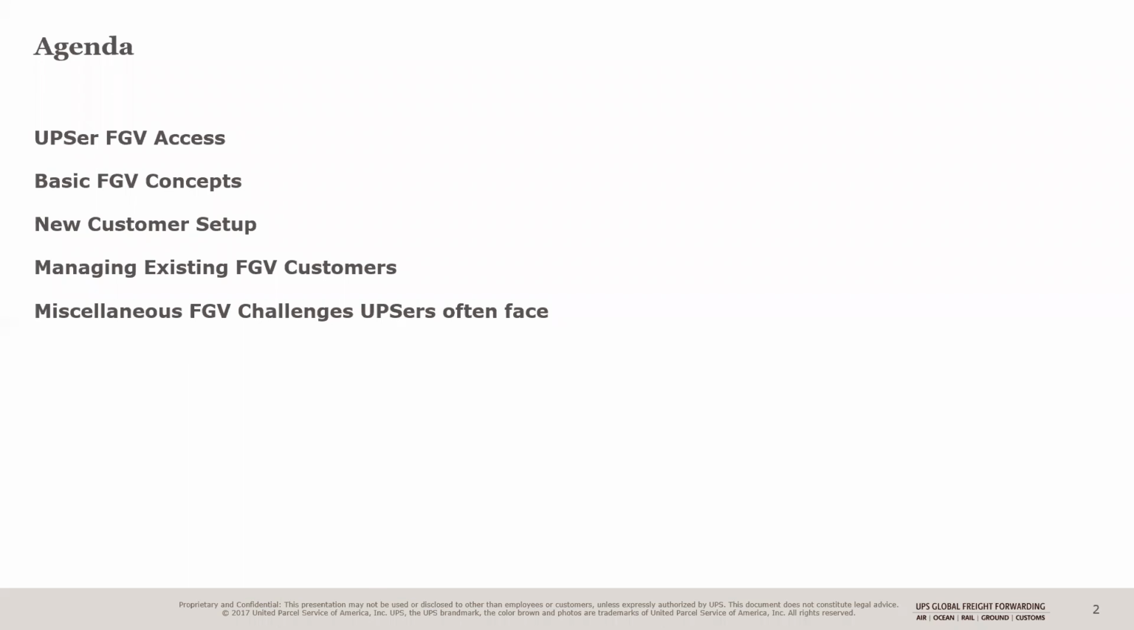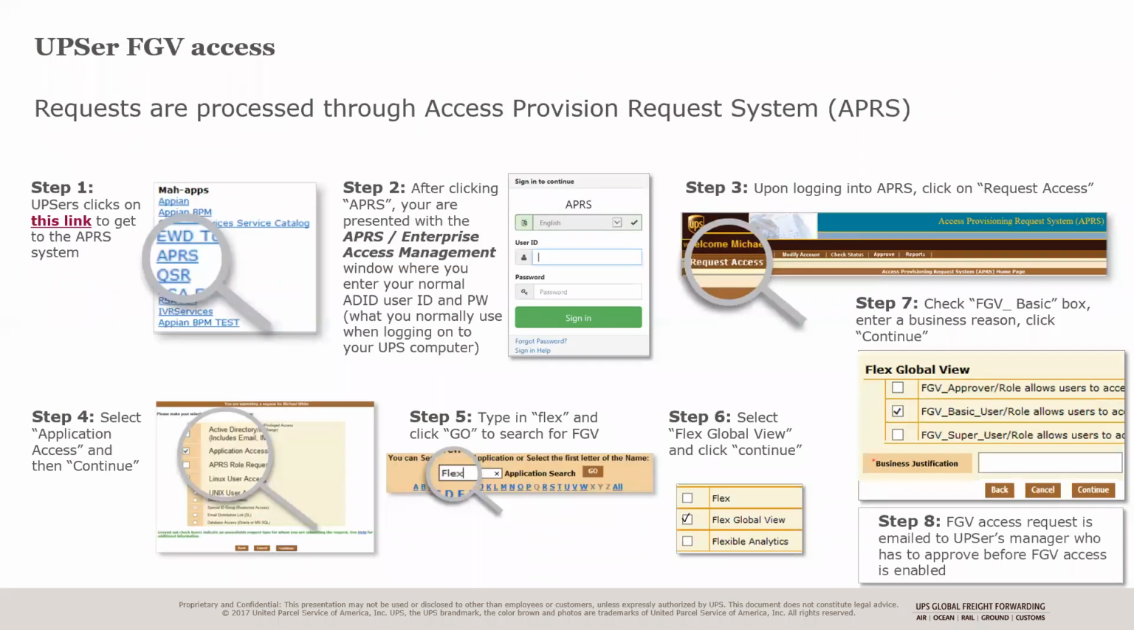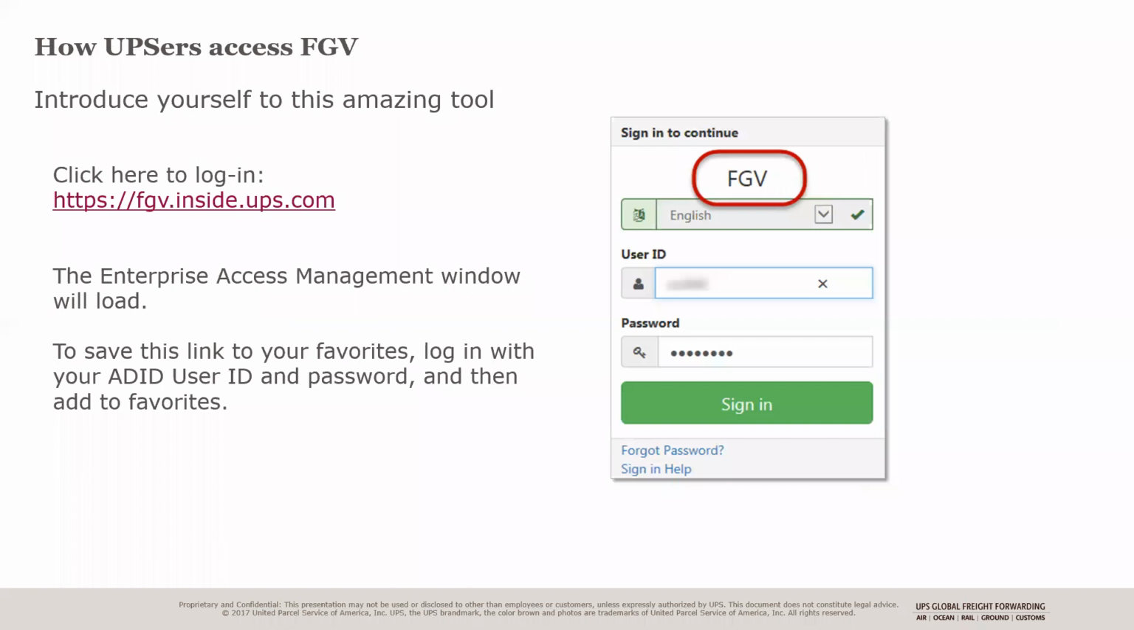Let's first take a look at the process we go through today. If you don't already have access as a UPSer to FGV, these are the steps you'll go through, and it's basically going through ATRS. I'm going to make these slides available after the call. You'll also see them in the recording. Basically, you have to go through ATRS and request Flex Global View access. That request then goes to your manager, who has to approve it. Once your access has been approved, then we have this URL.